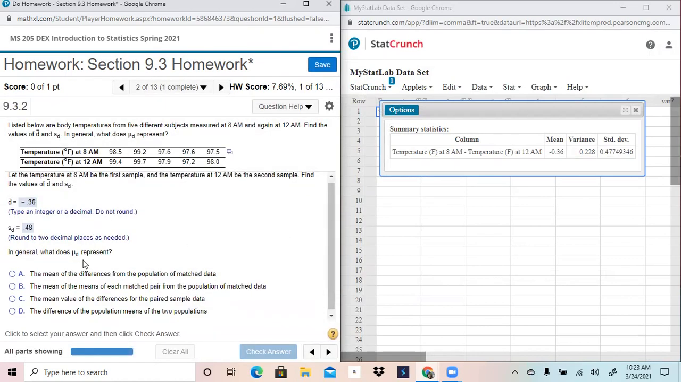What does mu sub D represent? Mu sub D would hopefully represent the population mean of the differences. So the mean of the differences from the population of matched data.